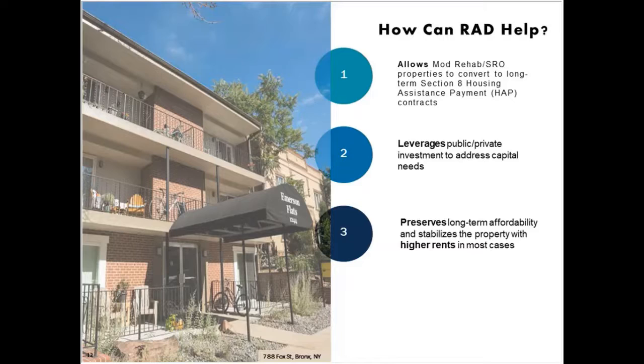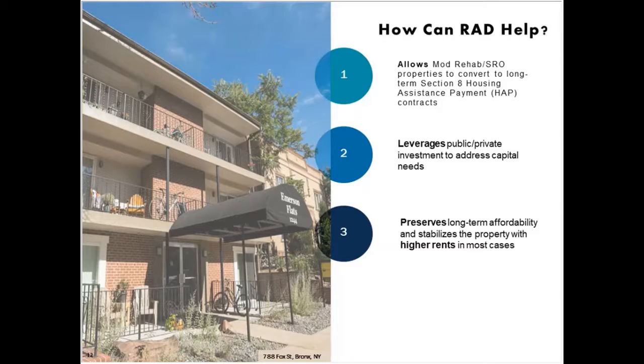How does RAD help? Well, if you haven't heard of RAD, it really is going to allow you all to convert to long-term Section 8 assistance, right? Again, now you're on a one-year contract that's renewed annually. And what does RAD do? It'll convert that Mod Rehab or Mod Rehab SRO assistance to a 20-year project-based rental assistance contract or 20-year project-based voucher contract, and allow an ability to leverage public or private investment to address capital needs. It's typically very hard to find lenders or investors willing to put money into a property on a year-by-year contract. But when you have a 20-year contract, that's attractive to the lender-investor community.